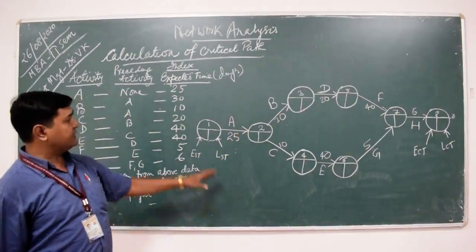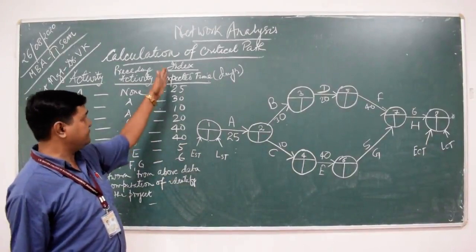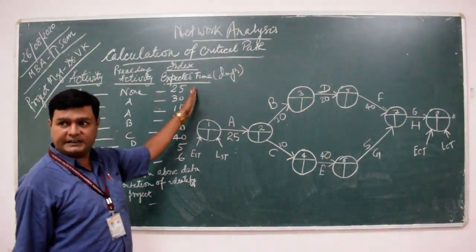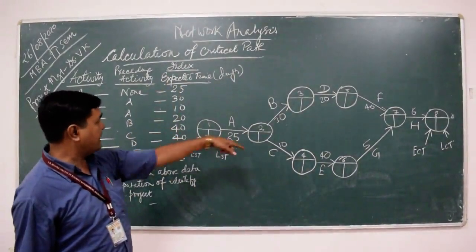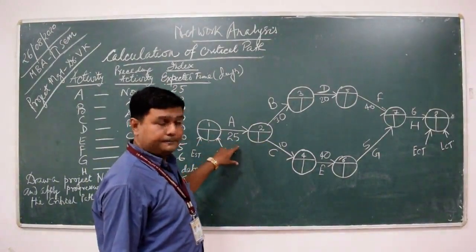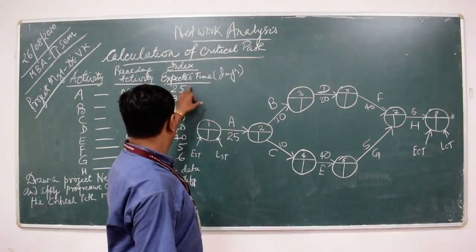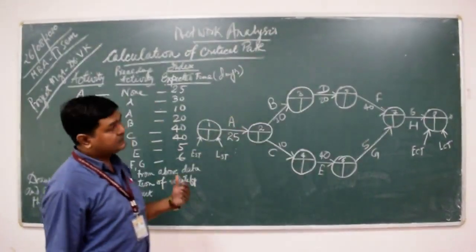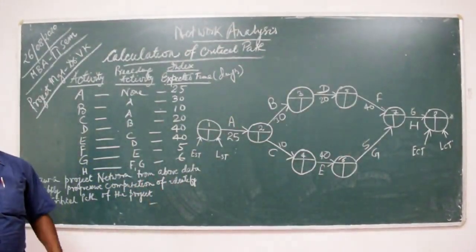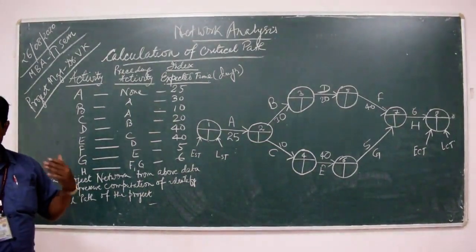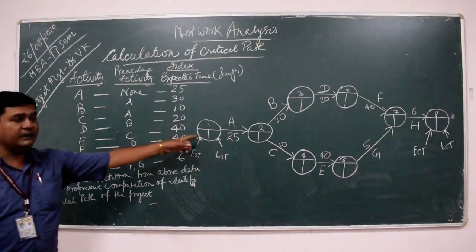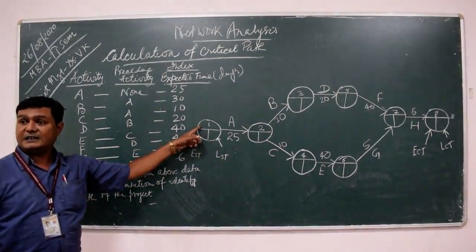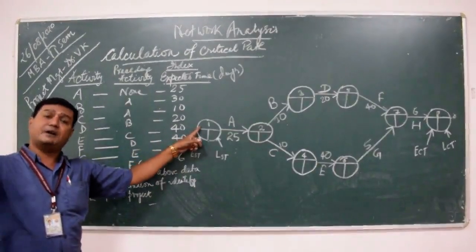Now I am just copying the data, that is the expected completion time, which is given in days for each activity. I have written all the expected completion times with the respective activities. Now start the calculation. Now in progressive computation, we will start from the initial event, that is event number 1.